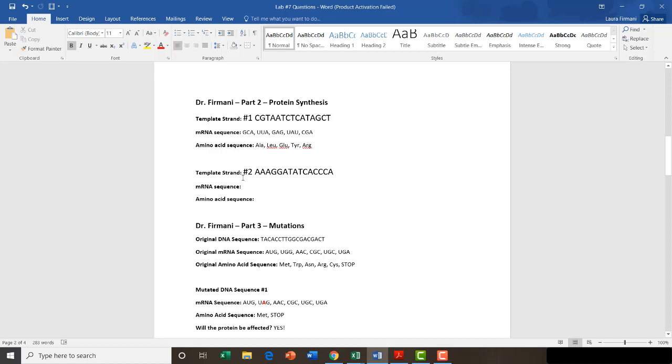That is the DNA template strand. Now you're going to copy it through transcription into mRNA, and then you're going to take that mRNA and do translation to find the amino acid sequence, just like I showed you for the first one, okay? So please make sure you write this in your Word document. I'm going to be looking for it, okay? So that is for your own practice.